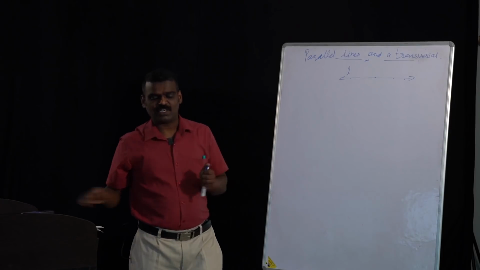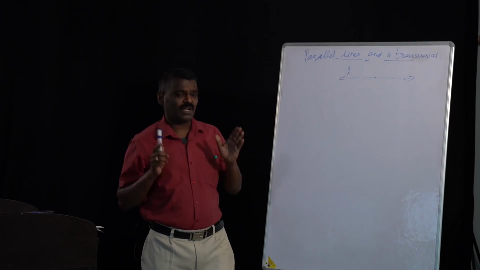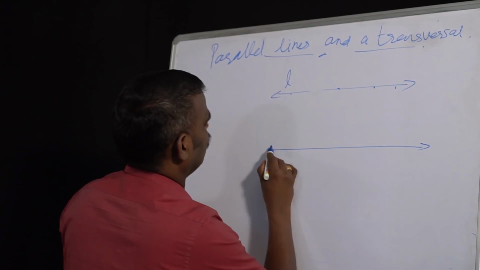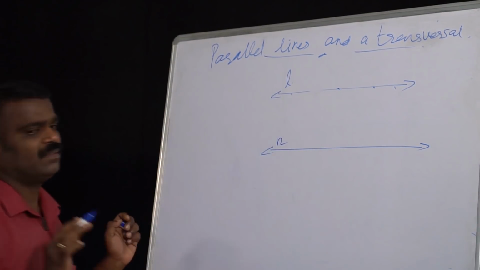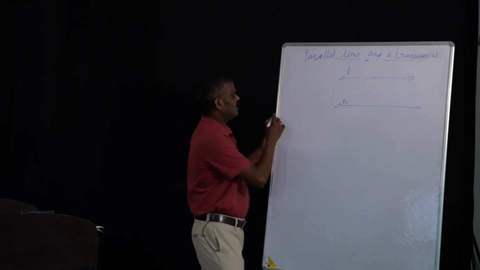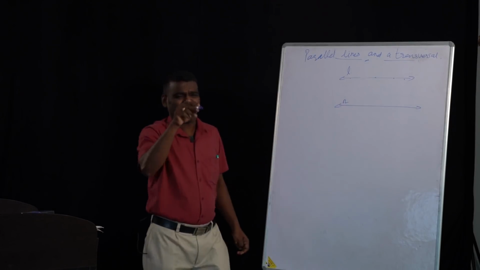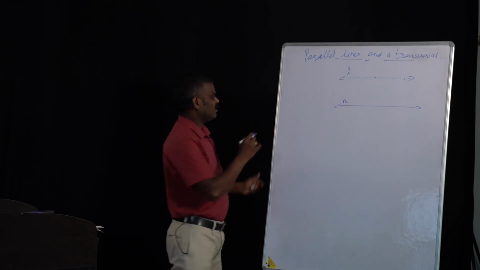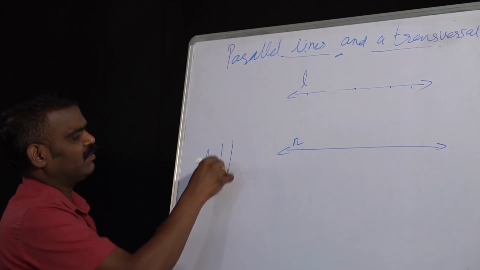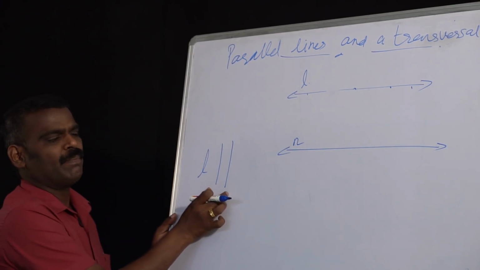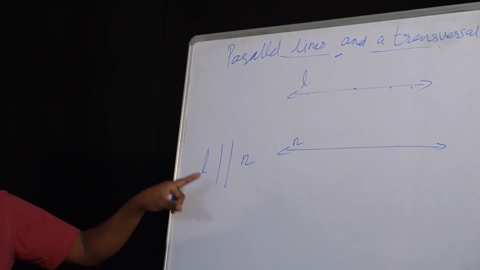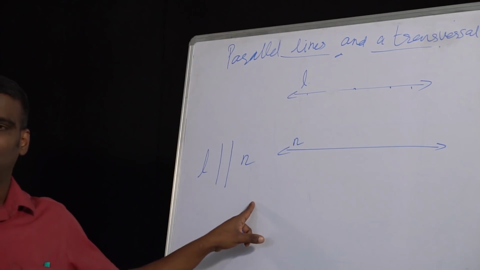So now you come to know what parallel is. Two lines are called parallel if the distance between the two lines is always, everywhere equal. We need not write P-A-R-A-L-L-E-L every time; in short, we can write two parallel vertical bars, with the lines put a little longer. The meaning of this symbol is parallel. L parallel to N. How to read? L parallel to N. Clear?